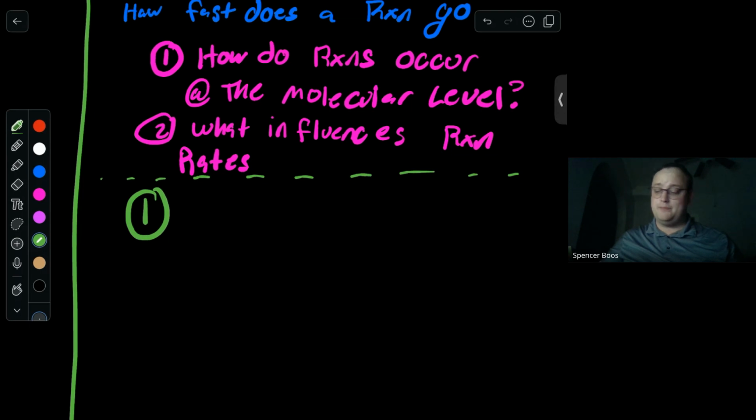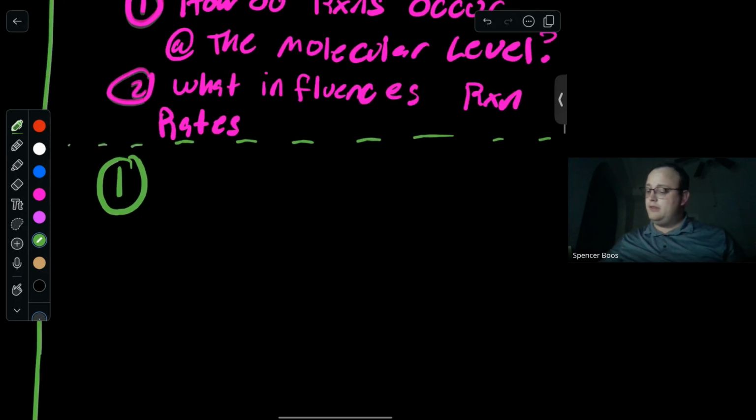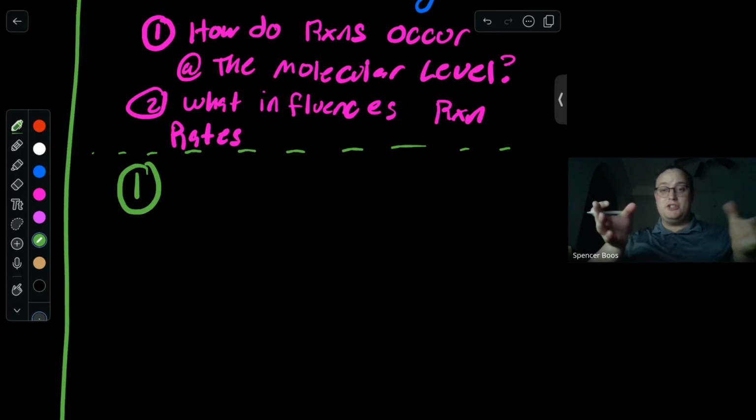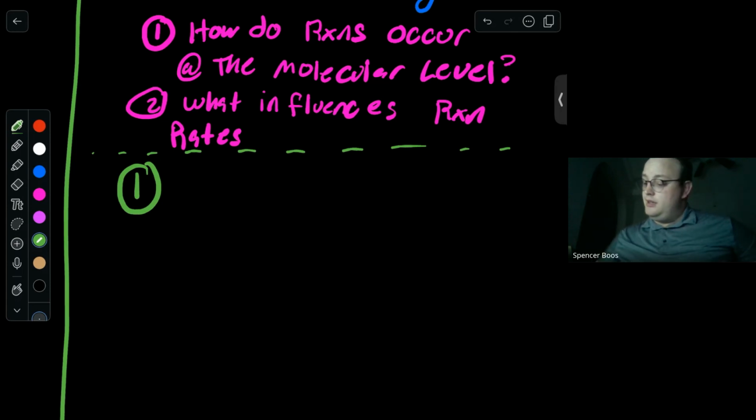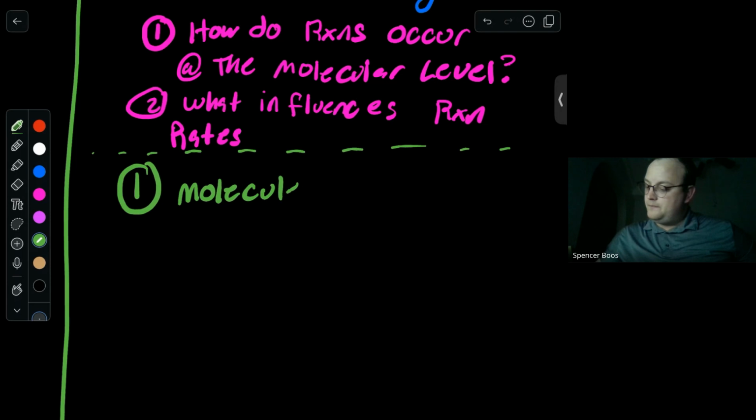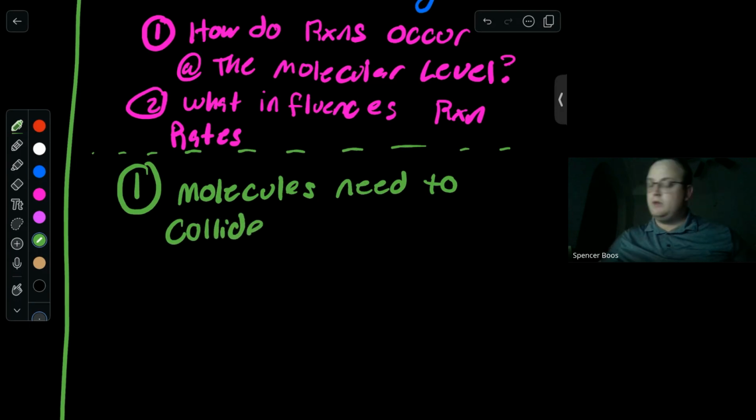It's a great question, right? Now, unfortunately, when we just add two things together, it may look like it happens instantaneously, but in reality, there's a lot of big things happening in that one little mixture. Specifically, molecules need to collide. In other words, this is called collision theory.